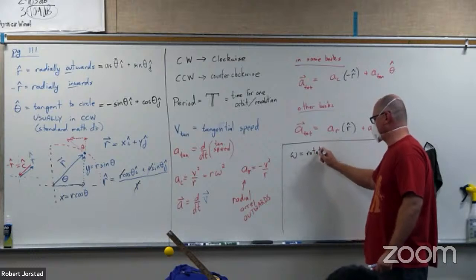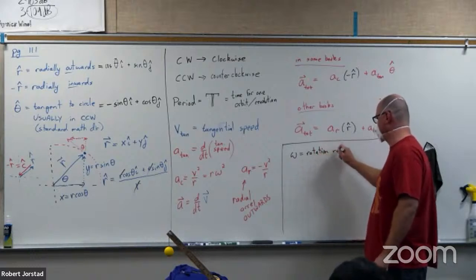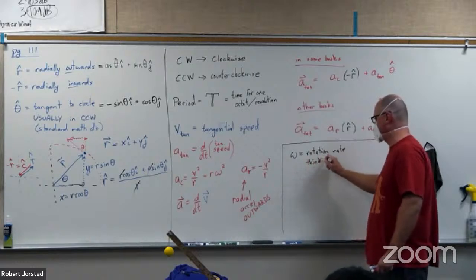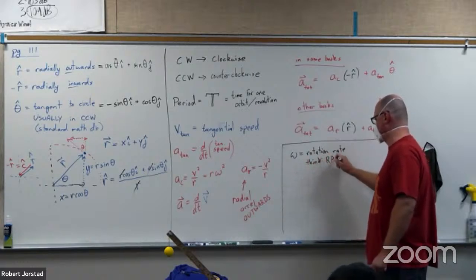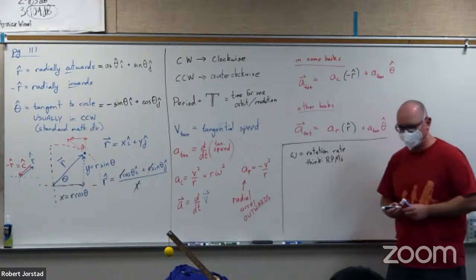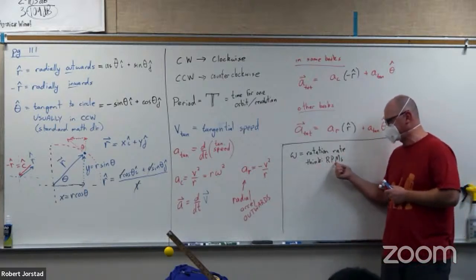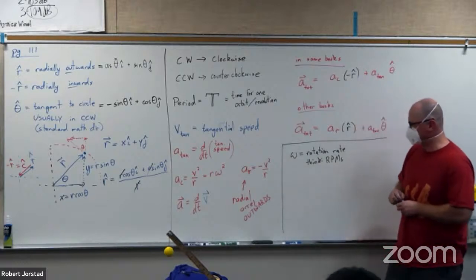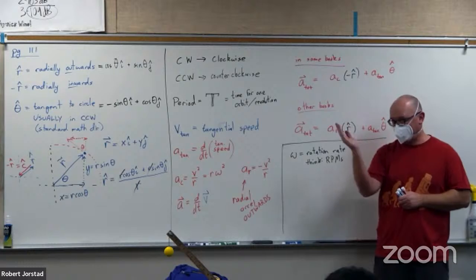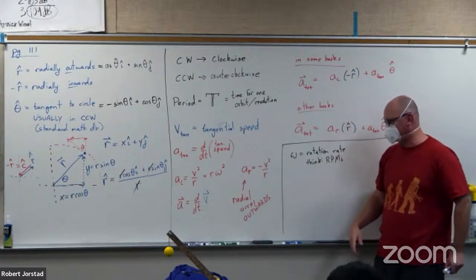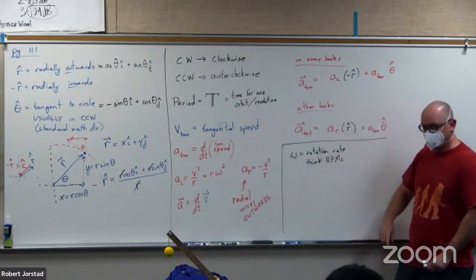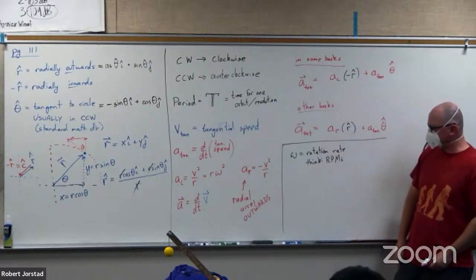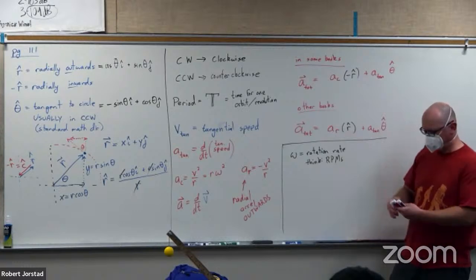Omega is called your rotation rate. Think RPMs. If you've ever heard of the term RPMs, or revolutions per minute, when you rev your engine in your car, you might see the tachometer register thousands of RPMs. That's basically the rotation rate. Okay? So there's something special about this.